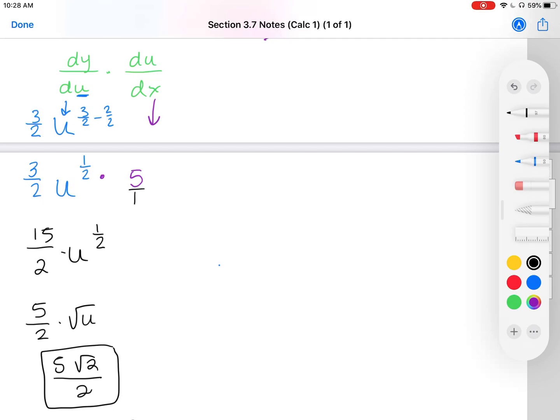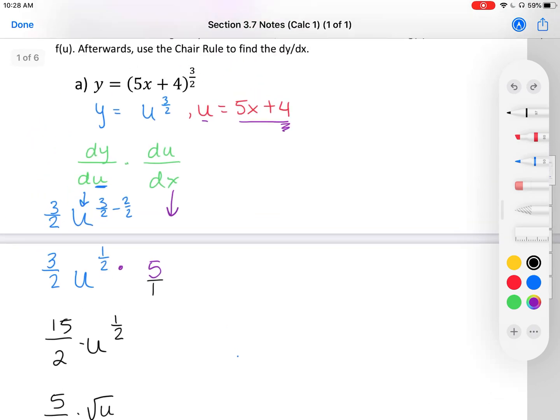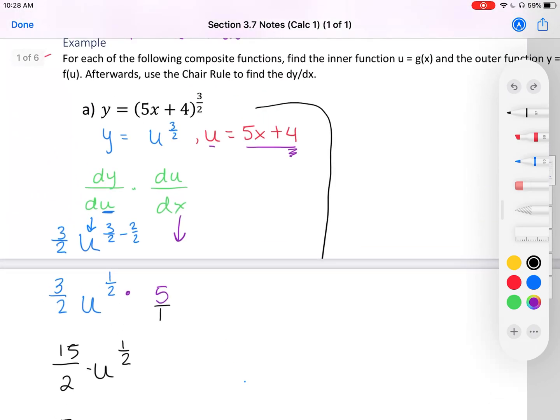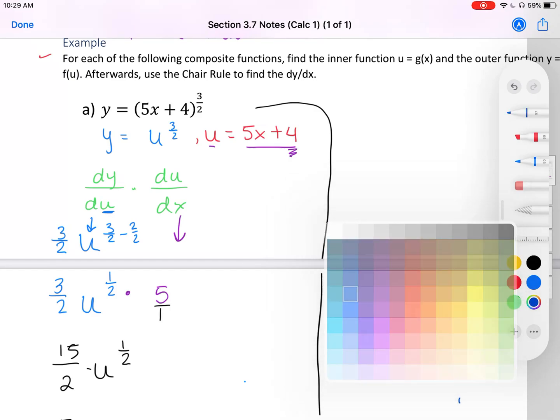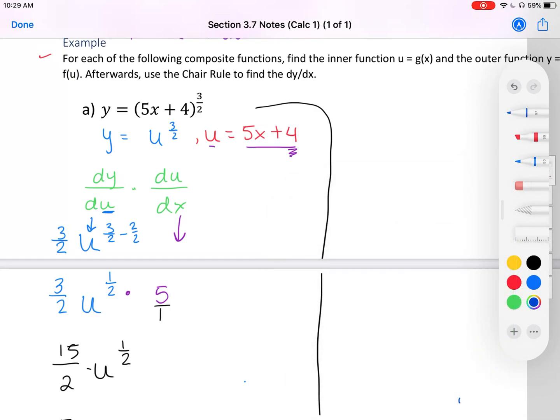So there we have it. That is chain rule. I don't like chain rule in that definition, so let's do it differently. Let's go ahead and take the derivative of the outside and the derivative of the inside. For our problem, we have (5x + 4)^(3/2).